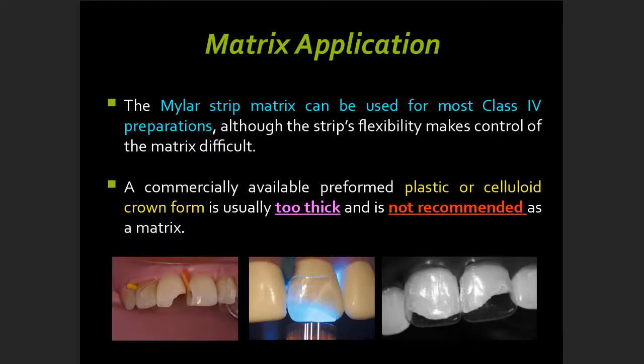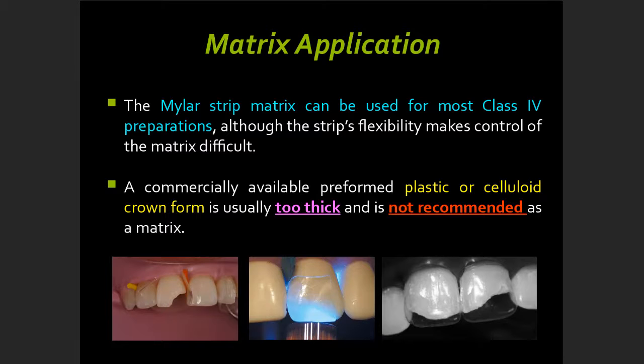So the first step is the application of mylar strip. The mylar strip matrix can be used for most of the class 4 preparations, although the strip's flexibility makes control of the matrix difficult. Commercially available pre-formed plastic or celluloid crown forms are usually too thick and not recommended as a matrix.